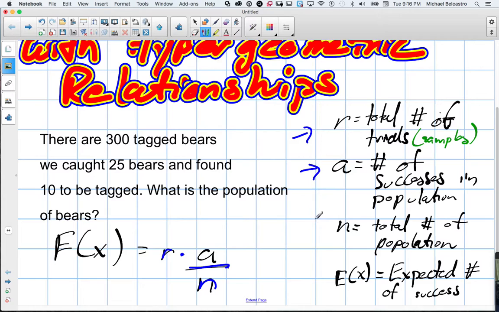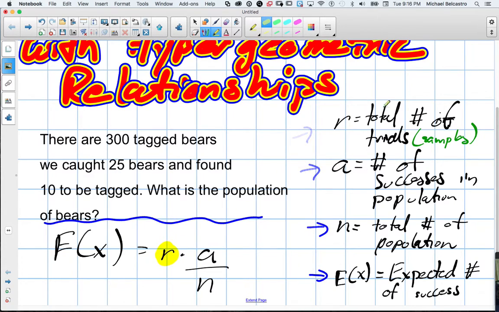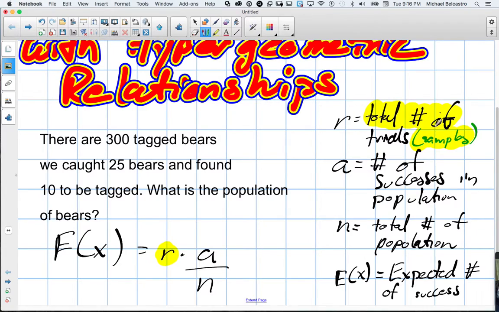So we're going to try to define them first before we get into what this question's asking us. Our R variable is the total number of trials or samples. So essentially, when we're trying something out, how many times did we do it? How many times do I randomly draw people from a population? In contrast to that would be N, the total number of a population.